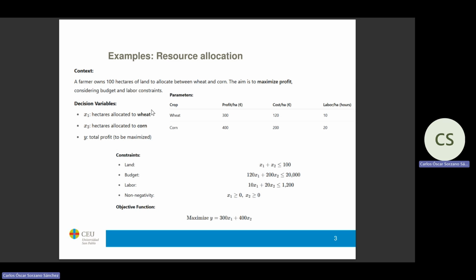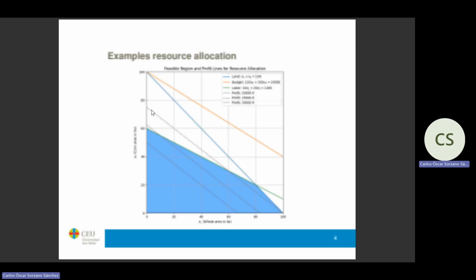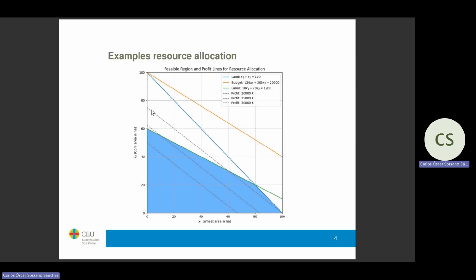And we want to maximize this profit, but subject to these three constraints and the non-negativity constraints, because both surfaces have to be larger or equal to zero. Okay, so we can try to plot all these constraints to see how they look.